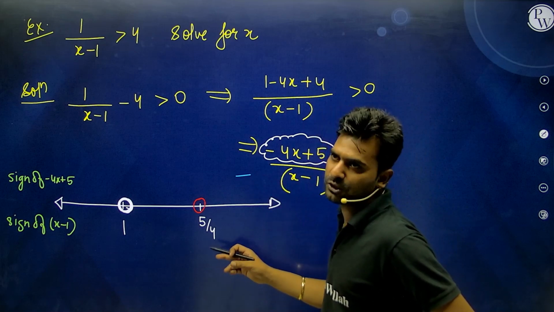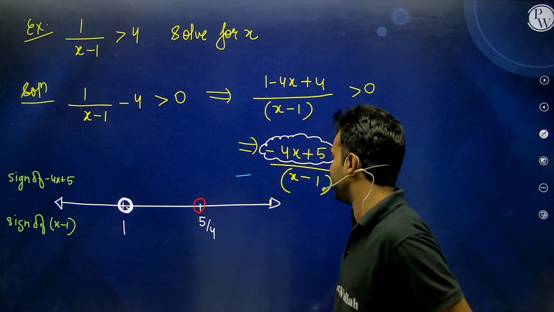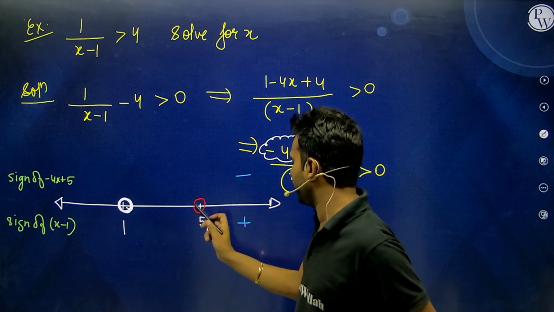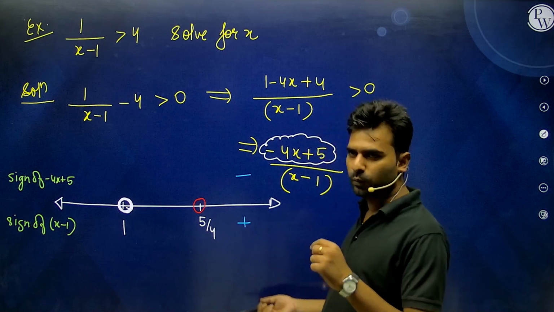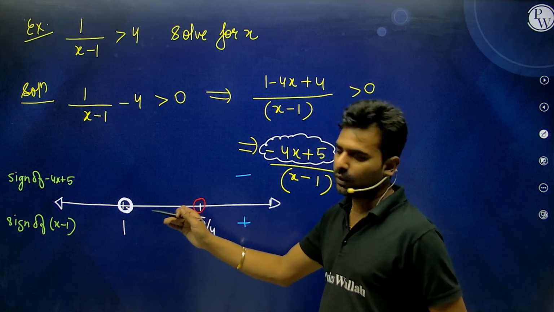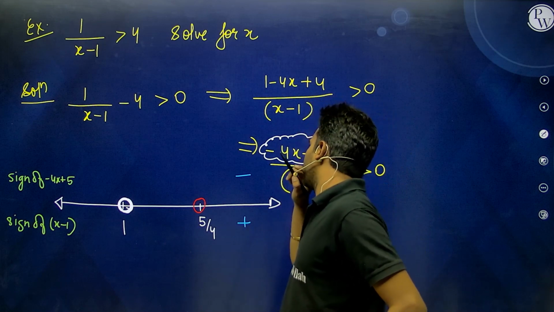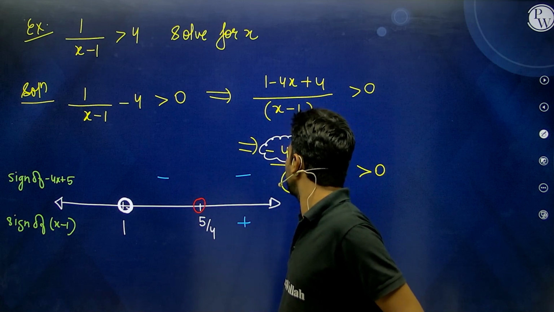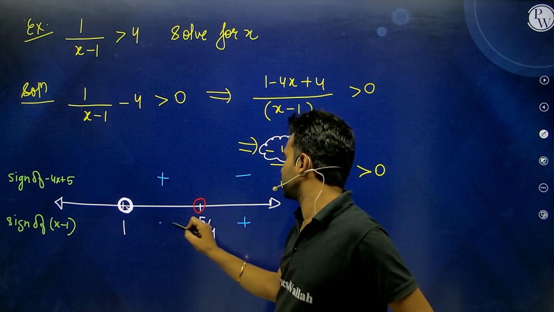Yes, 5 by 4 means 1.2 something, so let's put 2, you will get an idea. And here if you do, you will get positive value. Okay, between 1 and 5 by 4, you can put 1.1, right? 1.1 comes between 1 and 5 by 4 only, feel it. So 1.1 if you do, this is going to be negative, and this one is going to be positive only.